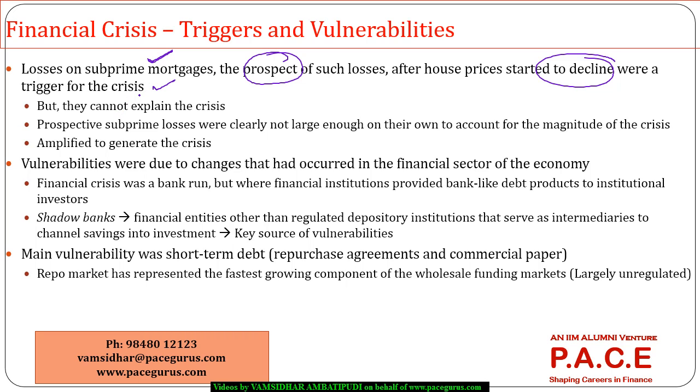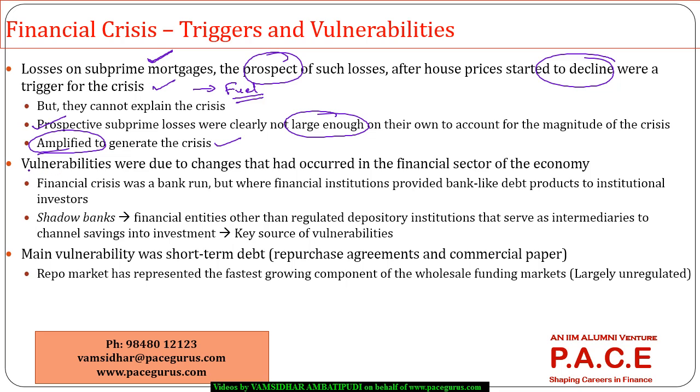But the volume, the amount, is too small to create a global financial crisis. Now, what we are saying is this has actually triggered. This was the initial fuel to the crisis, because this alone is not the crisis. The prospective subprime losses are not large enough that on their own they created the crisis. They have only amplified the situation in such a way that it caused the crisis.